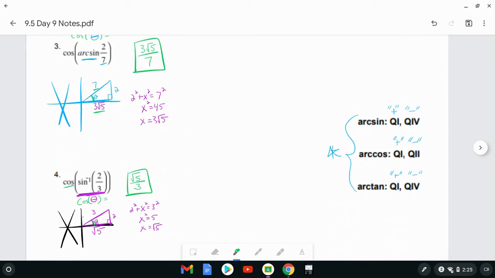When you don't have those, you can go ahead and build your reference triangle if you have the arc sine or arc cosine or arc tangent on the inside of these equations. And then from there, you can use those reference triangles to help you find the ratio that you're actually looking for.